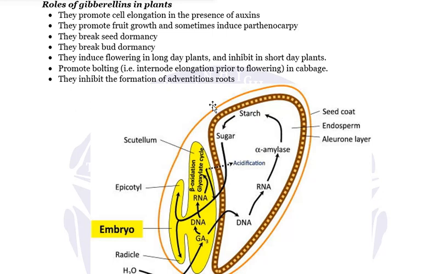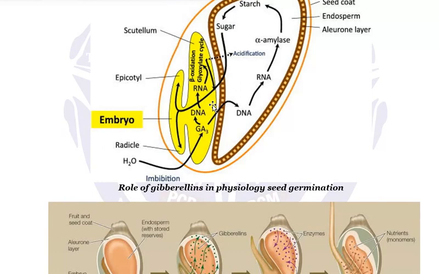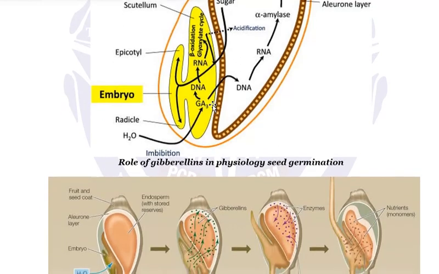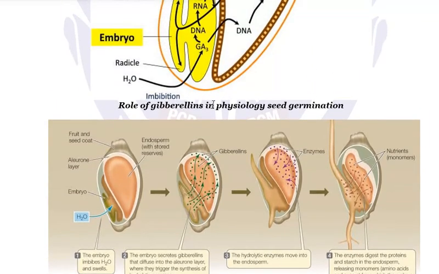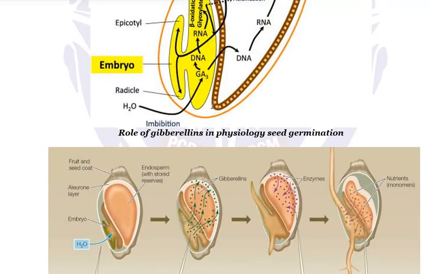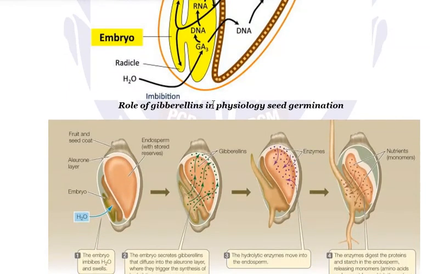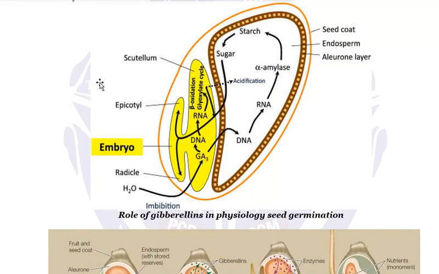So let us end up here, and in the next session we'll see the diagrammatical explanation of the function of gibberellins: how they tend to break seed dormancy and how they promote the germination of seed. This is a very important hormone in seed germination, and we will discuss it in the next session, also in the growth topic.